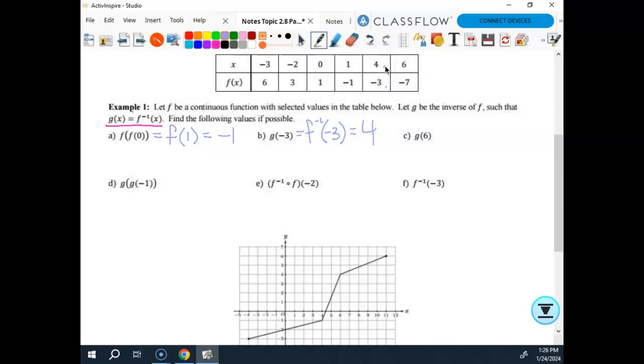Okay. So g of 6 is going to be f inverse of 6. And what is that? Negative 3. Very good. Any questions about where those are coming from? Speak now, or you're going to be lost for the rest of the class. All right. g of negative 1. I would rewrite that as f inverse of negative 1. So you figure that one out.